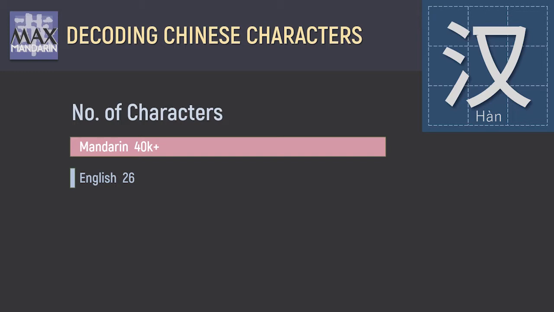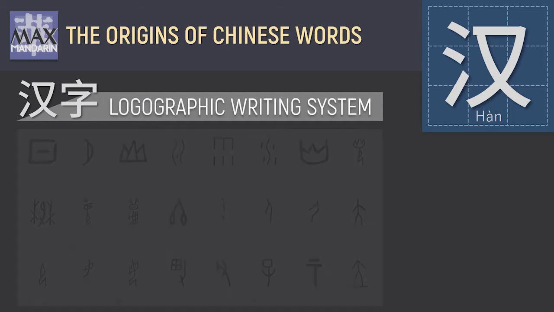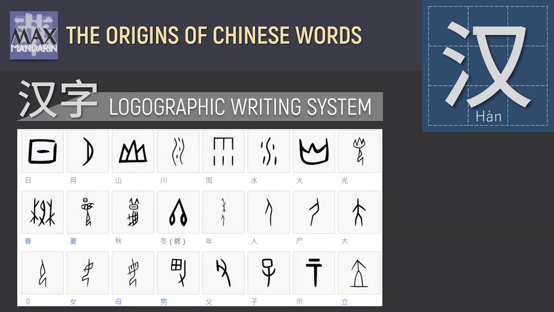However, it doesn't mean that you can never master Chinese. To make your learning process easier, you may want to know the origins of Chinese words. Chinese has a logographic writing system. It's the oldest type of writing system, which uses symbols to represent a complete word or morpheme.